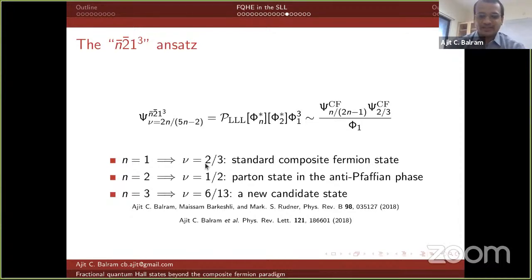So for n equal to 1, you get the state at 2/3. For n equal to 2, you get 8/3 as my candidate. Actually, for n equal to 2, you get a state in the same universality class as the anti-Pfaffian. So this is my way of constructing the anti-Pfaffian for very large system sizes. And for n equal to 3, we actually get a state at 6/13. So this shows why 6/13 appears out of order: it's not the n equal to 6 member of the n over 2n plus 1 sequence. It's actually just the n equal to 3 member of a different sequence.